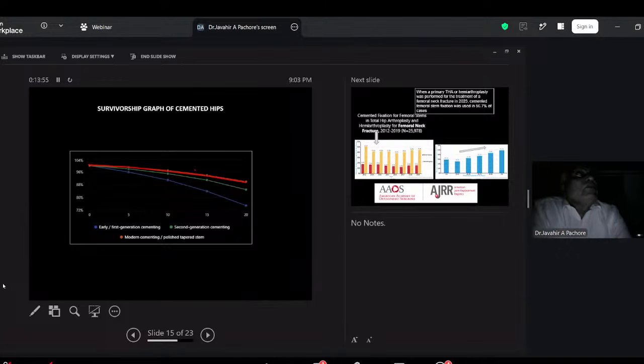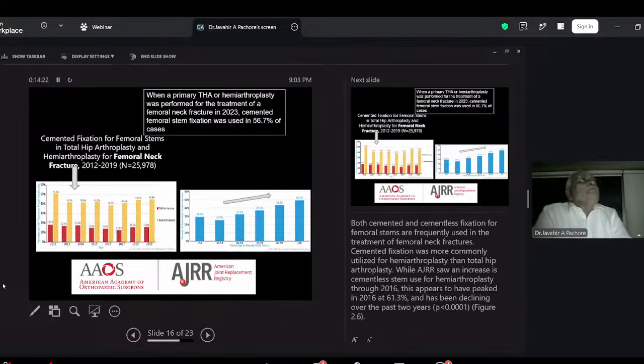So, survivorship of the cemented stem. If you look at these three graphs, there's the early generation, which we know was a failure, with survival at 20 years around 75% or so. Then the second generation, we are better off. And today with modern cementing, at 20 years you can look at about 85 plus, around 90% of the cemented stems surviving.